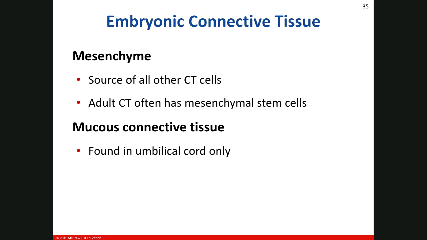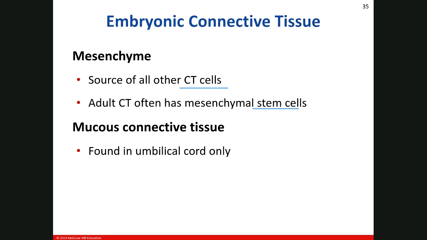Mesenchyme. Keep in mind those are the stem cells that all these connective tissues are going to come from. But even in our adult form of connective tissue, we still have some mesenchyme tissue sitting around, just hanging out. Because if there's damage to that tissue, then that mesenchyme tissue can be activated to make repairs or regenerate new cells.